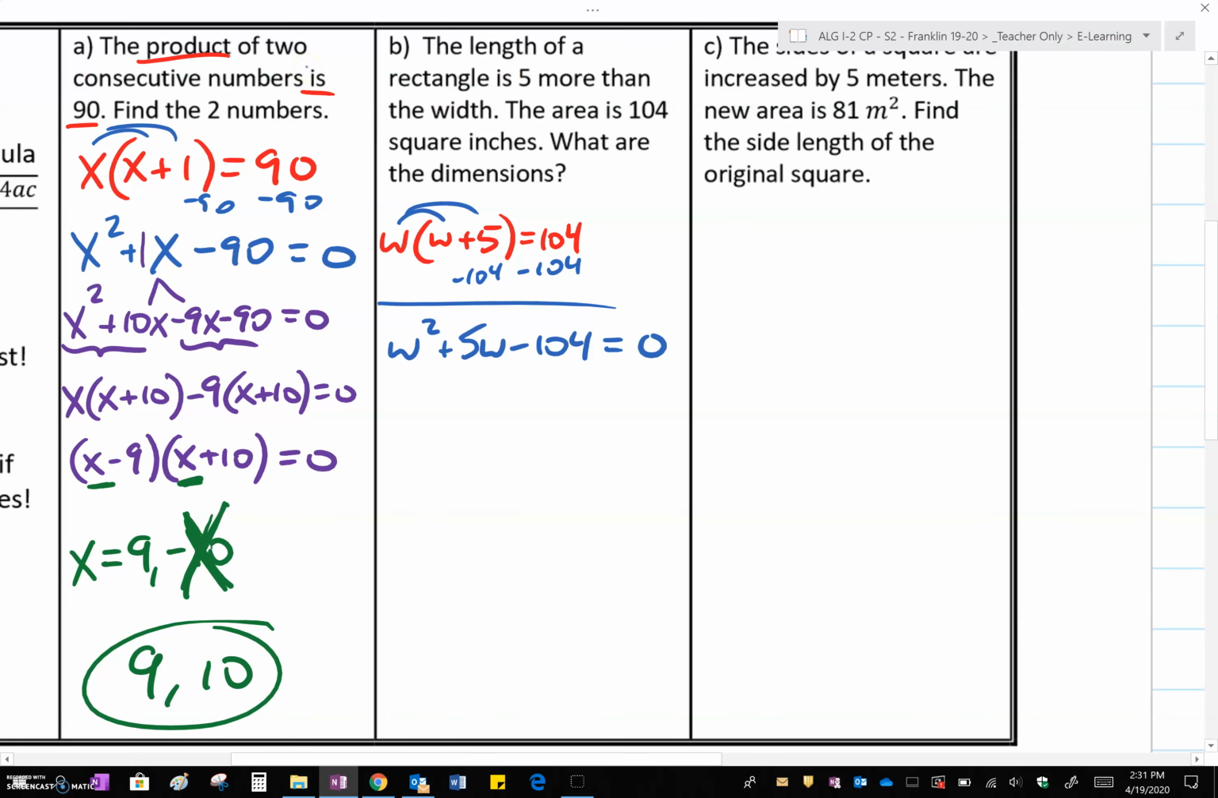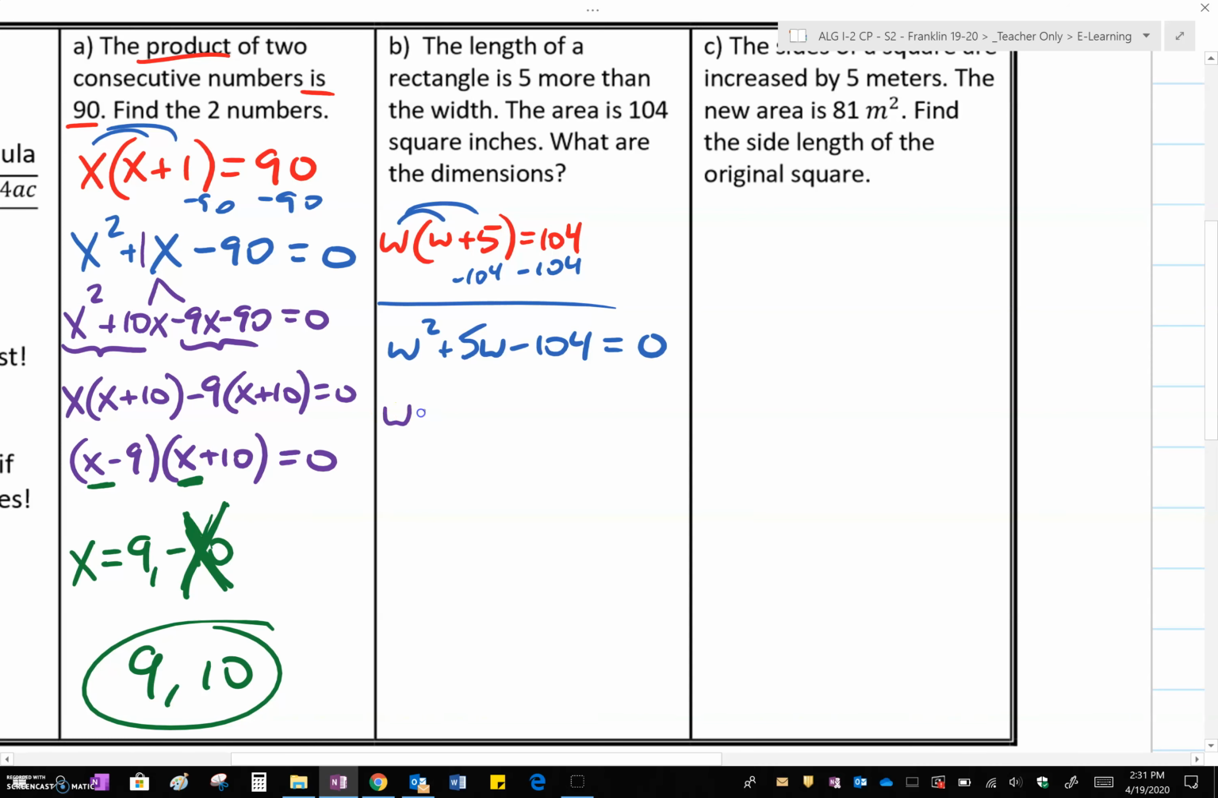Might be kind of tricky to figure this one out because we have to go through factors of 104. It's got kind of a lot. Let's go ahead and use the quadratic formula here, just because I don't feel like figuring out what numbers.